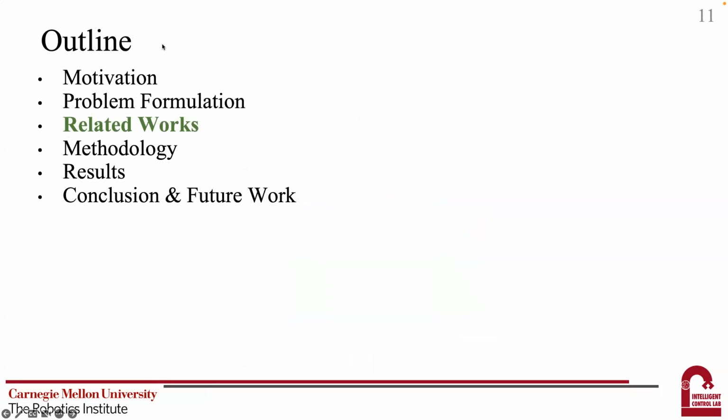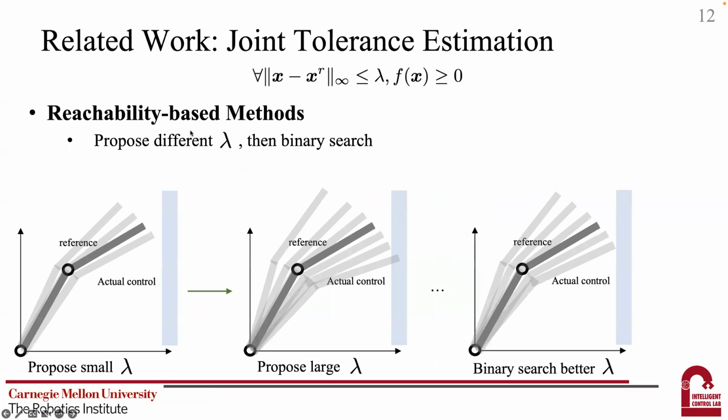Now, regarding the related works for solving the joint tolerance estimation problem, there's very limited research to solve this problem in the context of the robot arm. However, there are some generic methods to solve the regular problem form. One category of the methods is the reachability-based methods.